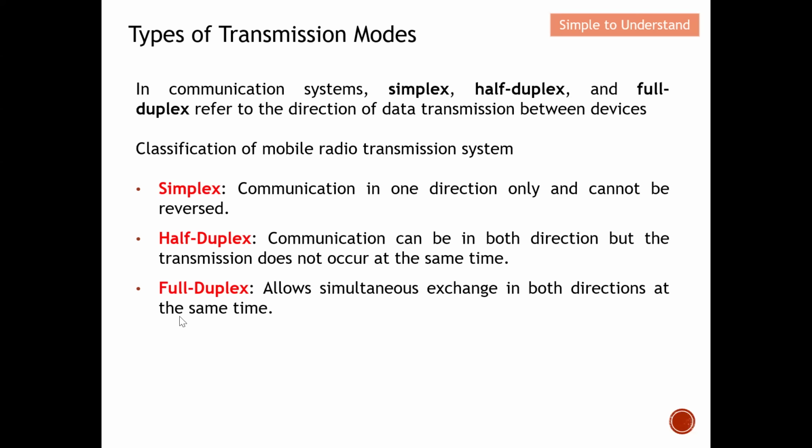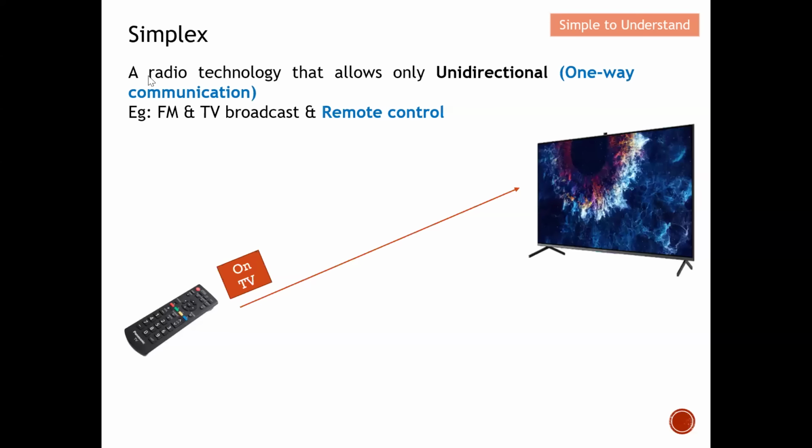Let's take a look at simplex. So what is simplex? It is a radio technology that allows only one direction, which means only one-way communication. For example, this diagram shows a remote control. You can see that the communication only happens from the remote to the TV, and the TV doesn't communicate back to the remote. So this is what we call simplex. It happens in only one direction. We also have FM broadcast and TV broadcast. All this communication happens in one direction only.